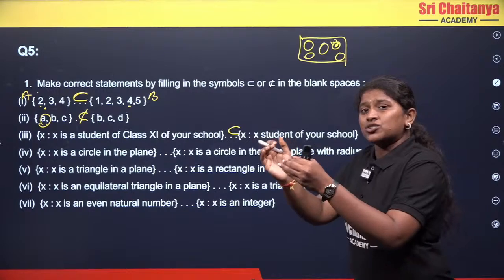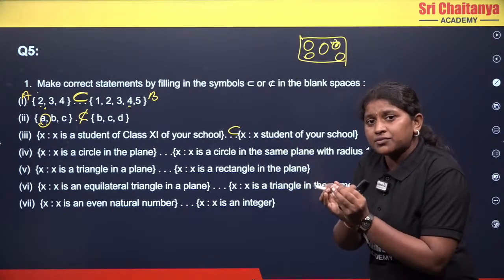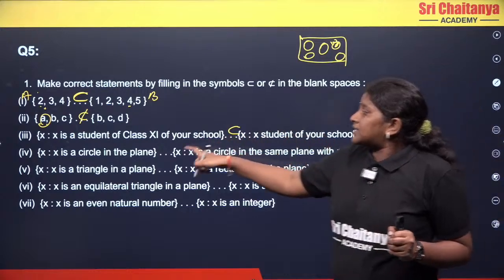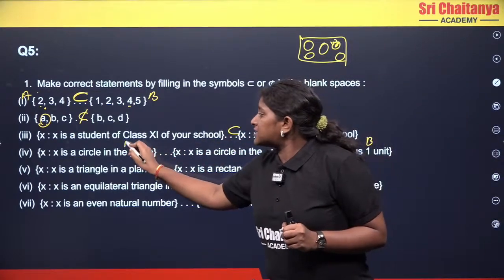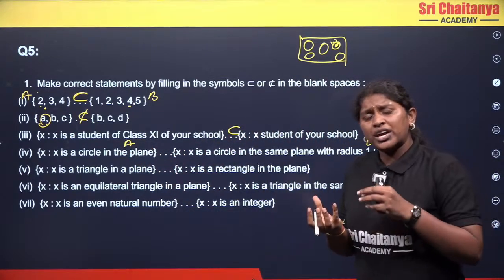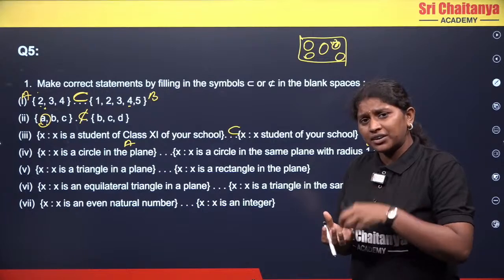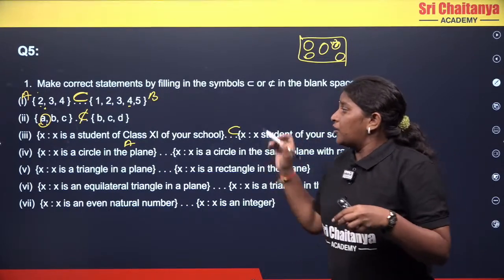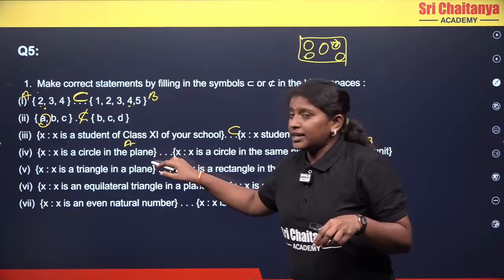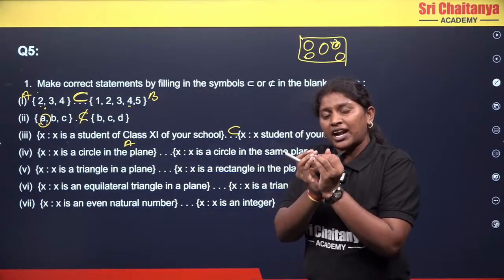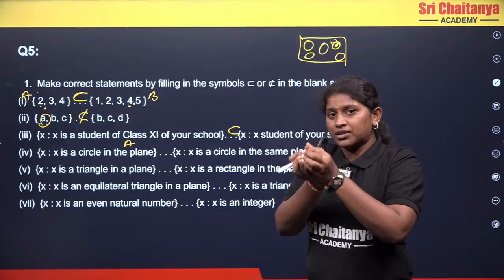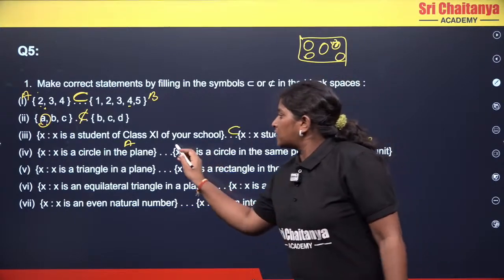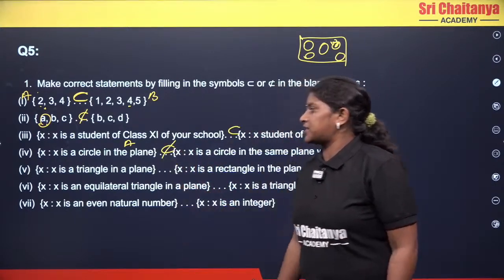Now, the collection of all those 1 unit radius circles will be a set B. The circles in the plane I am considering as the set A. So, we are having all the circles with 1 radius in the set of circles in the plane. But whatever collection we have as a set of circles in the plane is not a single circle in the plane, so that will not be the subset. So here it is not the subset.